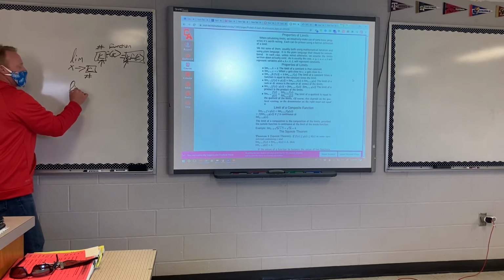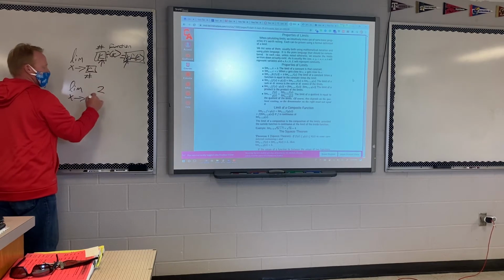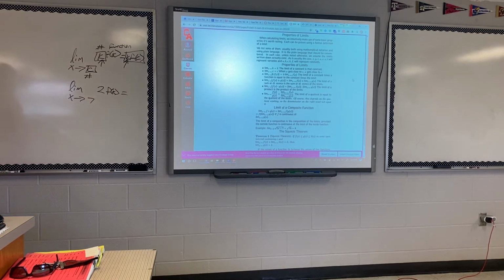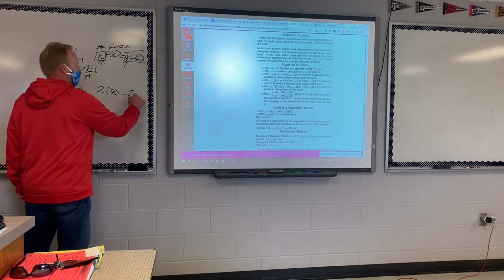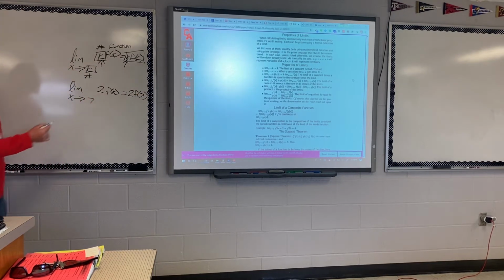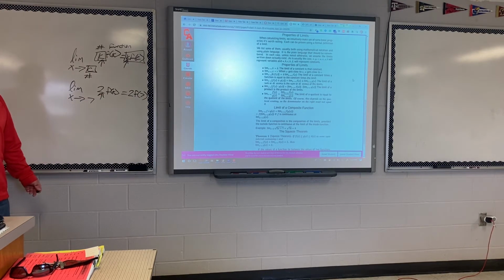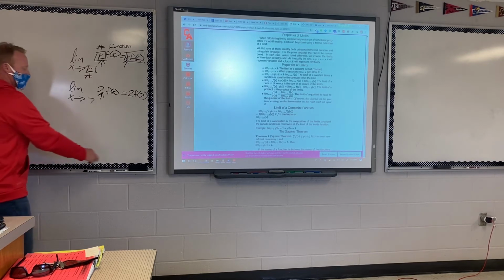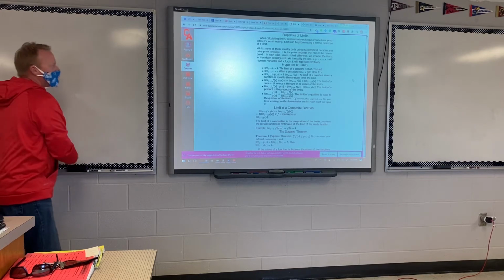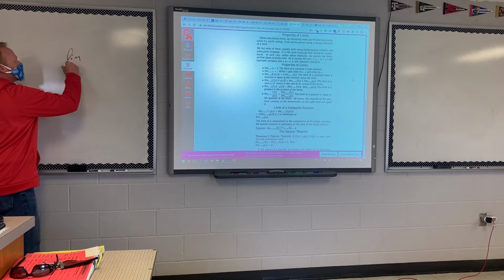So if I have the limit as x approaches 7 of 2 times f of x, what's that going to be? 2 times f of 7, not f of x. So all they're wanting you to know is if there's a coefficient, what happens to the coefficient? It stays the same. That's all that property is wanting you to know. All right, next one.